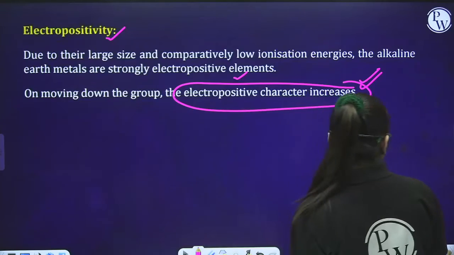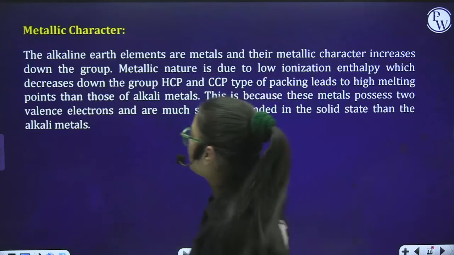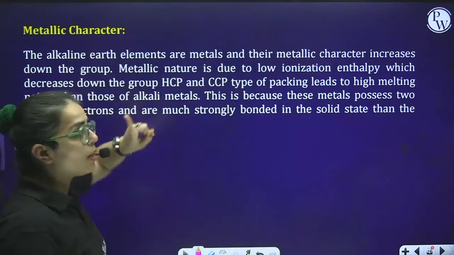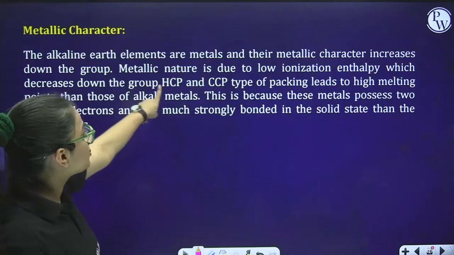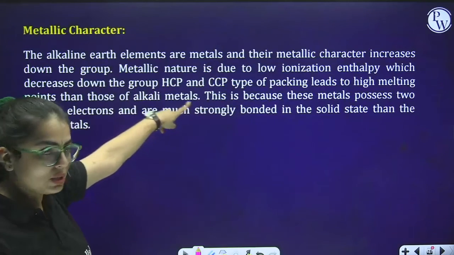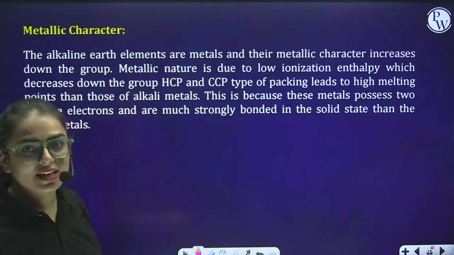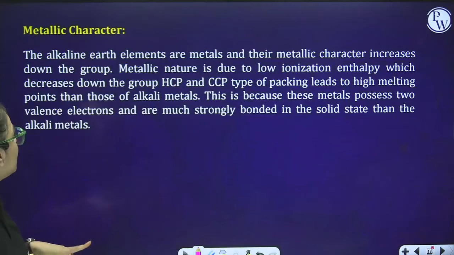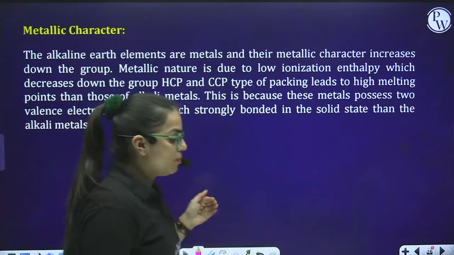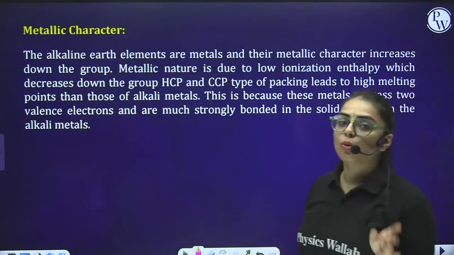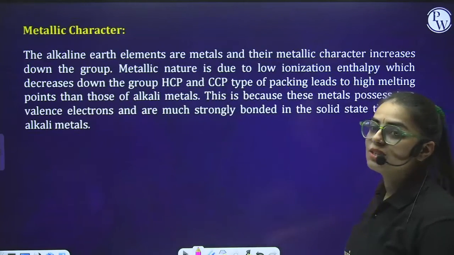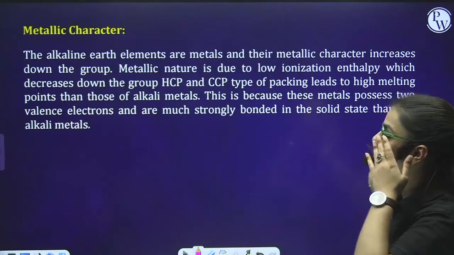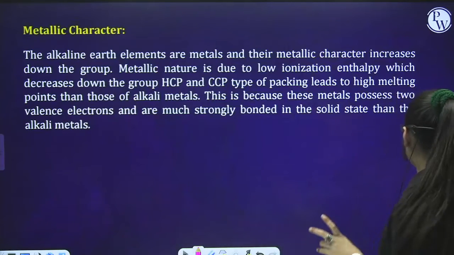Clear? Okay, ma'am. Coming to the metallic character now, right? The alkaline earth metals are metals and their metallic character increases down the group. Metallic nature is due to low ionization enthalpy, which decreases down the group. We have seen ionization energy is going to decrease. Why? Because size is increasing. So metallic character will increase, right? Now, see students, always remember metallic character will increase down the group. So the most metallic one is going to be what? Your radium. After that it's barium. If you go down the group, radium is basically a radioactive metal.